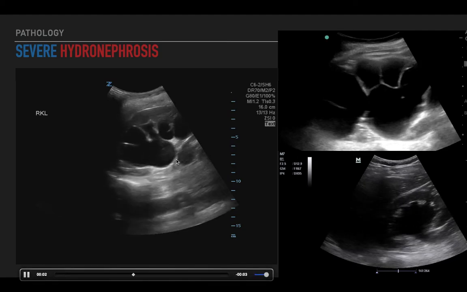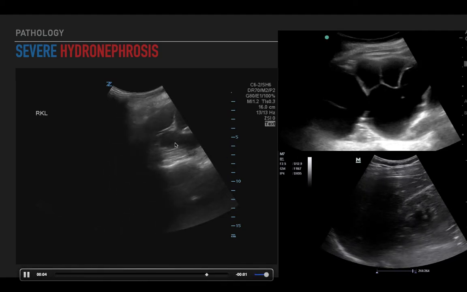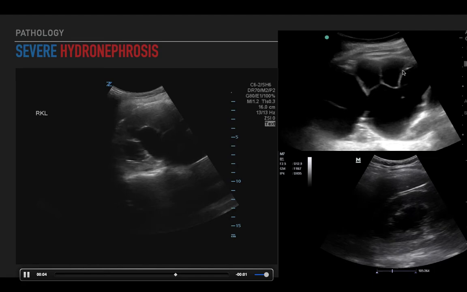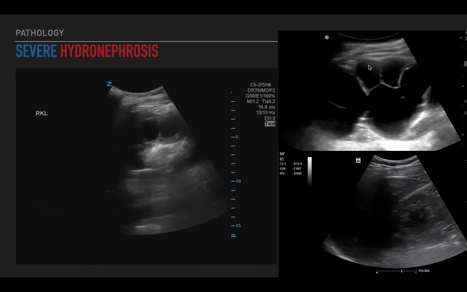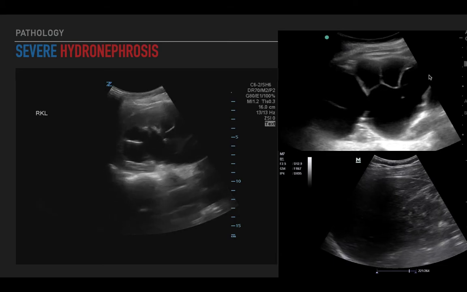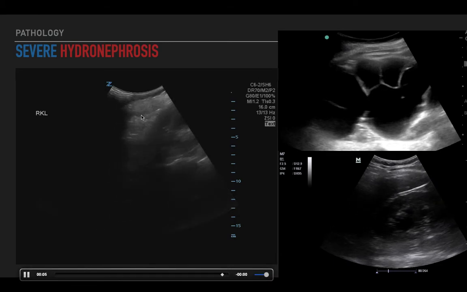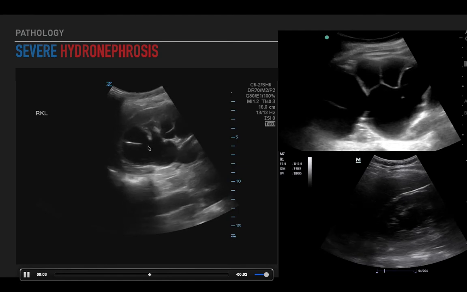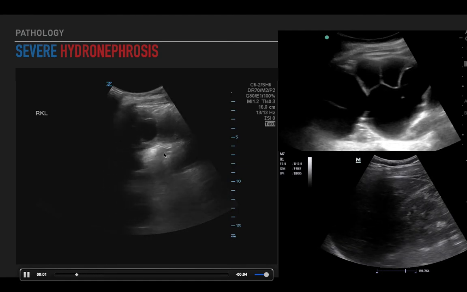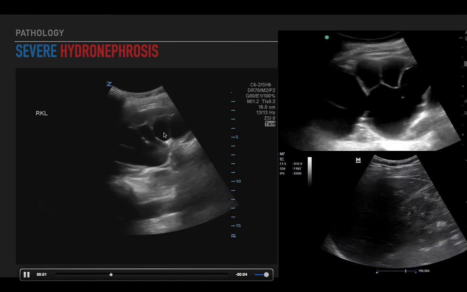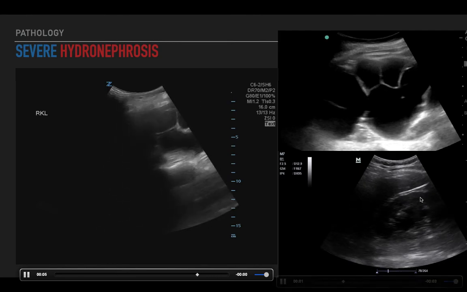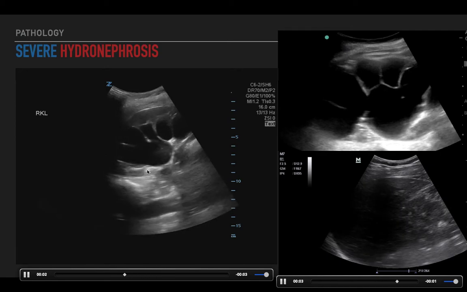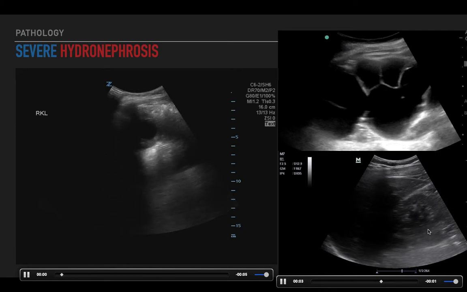Moving on to severe hydronephrosis, this is also called the bear claw appearance. Here's an image to appreciate that. That bear claw appearance where you see essentially no renal parenchyma. Here you see a little bit, but there's still significant dilation of your renal pelvis as well as your calyces, and complete obliteration of those calyces actually. And this is in long axis as well as short axis.